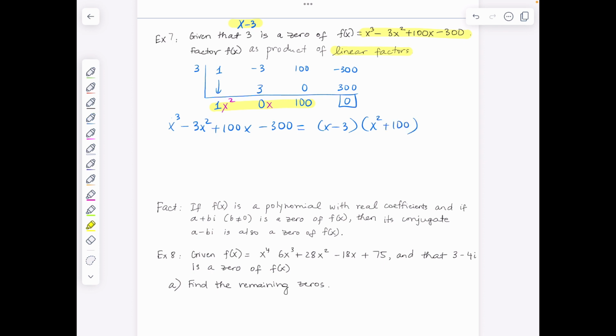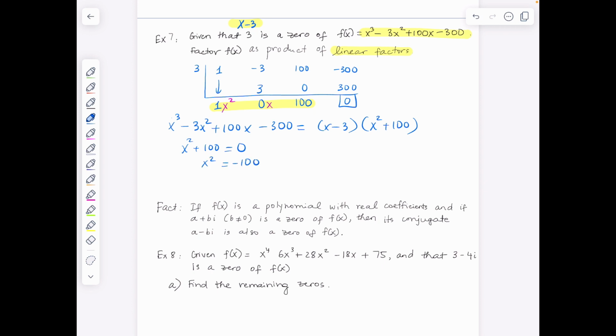So notice that this factor here is not a linear factor, it's a quadratic factor. And we want all of them to be linear factors. So we're going to need to find more zeros that are in here. To find the zeros of x squared plus 100, we can just set it equal to 0 and solve for x. So subtract 100 from both sides.